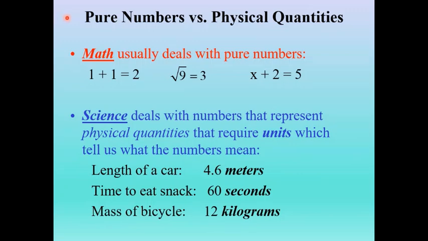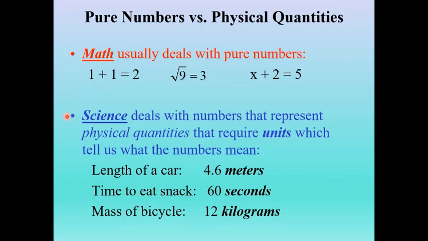Let's start by talking about pure numbers versus numbers used in science, which represent physical quantities. In math class, you're almost always dealing with pure numbers. If we add 1 plus 1 to get 2, these are just numbers that we're adding. The square root of 9 is equal to 3. This is another relationship between numbers. Or maybe we have an algebraic expression like x plus 2 equals 5, where we have to solve for x, and we find that x is equal to 3. But again, these numbers don't necessarily represent anything here. They are just pure numbers.